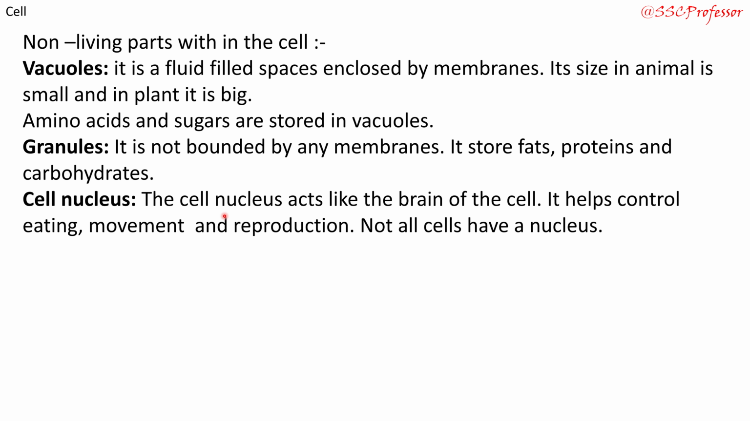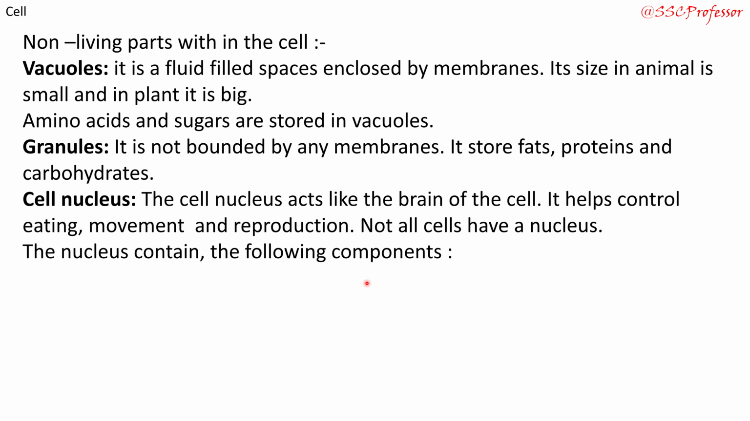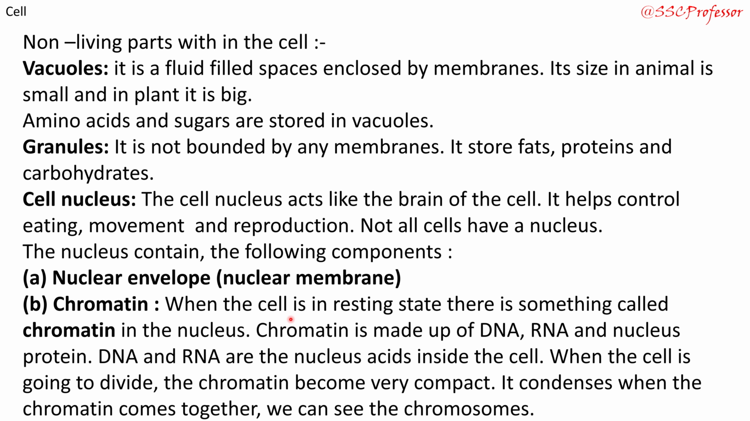Cell nucleus. The cell nucleus acts like the brain of the cell. It helps control eating, movement and reproduction. Not all cells have a nucleus. The nucleus contains the following components: A. Nuclear envelope, nuclear membrane. B. Chromatin. When the cell is in resting state, there is something called chromatin in the nucleus. Chromatin is made up of DNA, RNA and nucleus protein. DNA and RNA are the nucleic acids inside the cell.